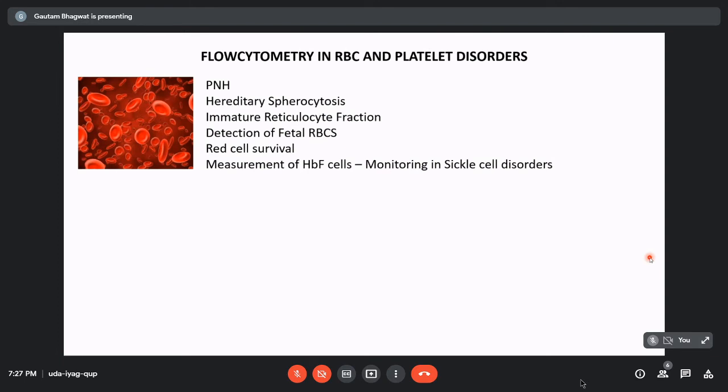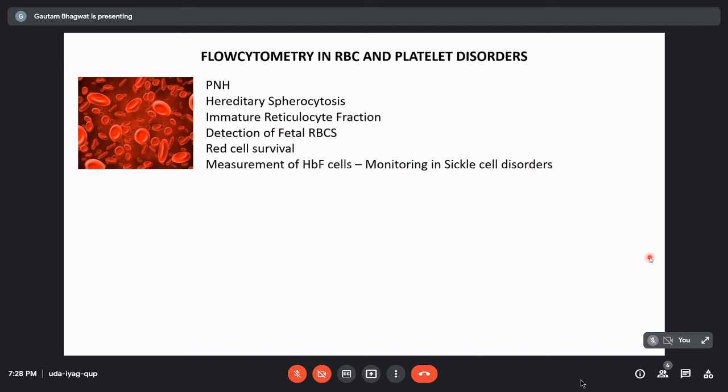Moving ahead with flow cytometry in RBC and platelet disorders. This is the list of what we can look into in the RBC category. First is paroxysmal nocturnal hemoglobinuria, then hereditary spherocytosis, and immature reticulocyte fraction. This is being used a lot in various cell counters, and the indication is transfusion in dengue-affected patients. If the immature reticulocyte fraction is high, it indicates good bone marrow activity, and therefore we know that the platelet counts, which are low in dengue, will come up nicely, and transfusion is not needed in those patients. So that is the utility of immature reticulocyte fraction.